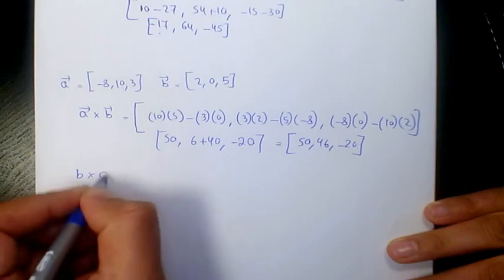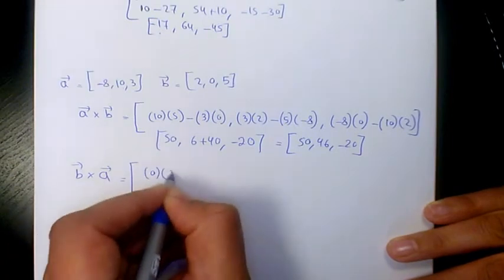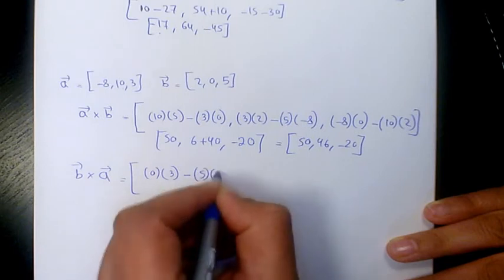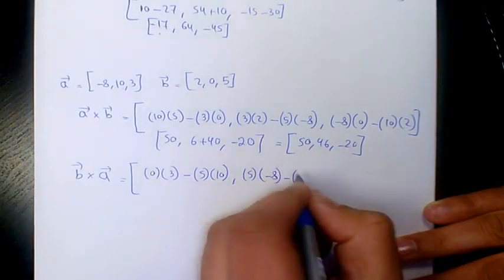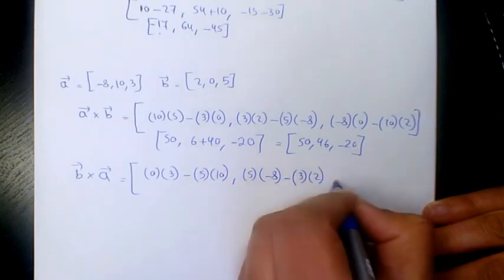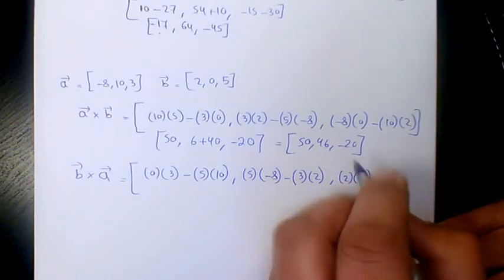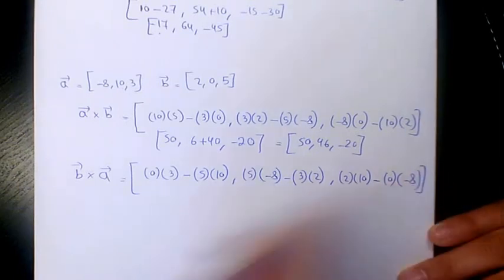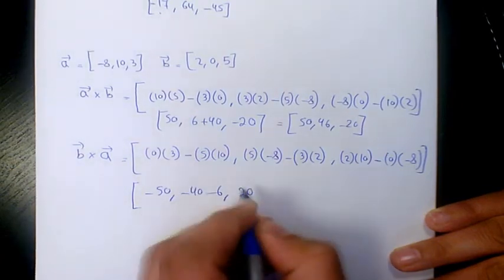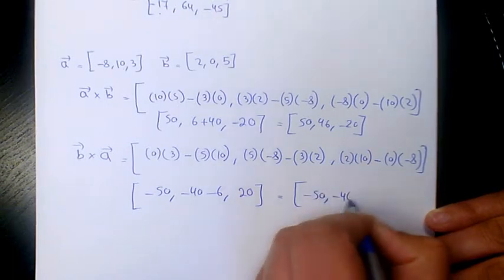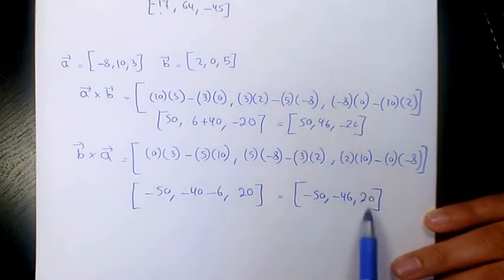So we have B and A. B2A3 minus B3A2, B3A1 minus A3B1, B1A2 minus B2A1. So we will have negative 50, negative 40 minus 6, 20. So that will be negative 50, negative 46, 20. So again, 50, negative 50, 46, negative 46, negative 20, positive 20.